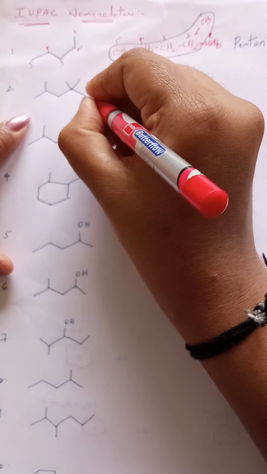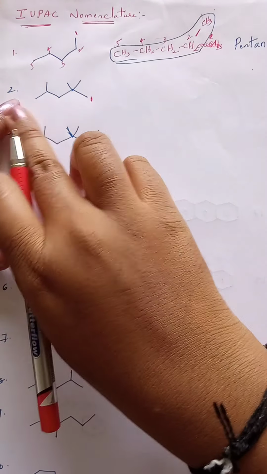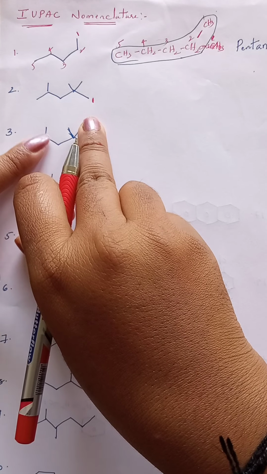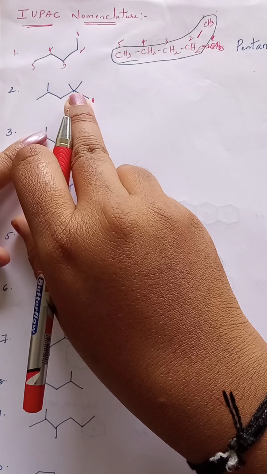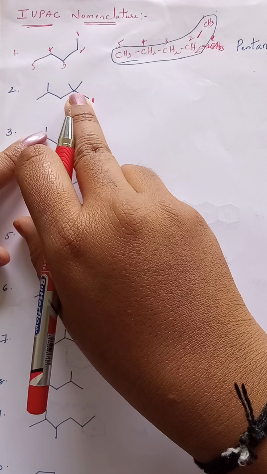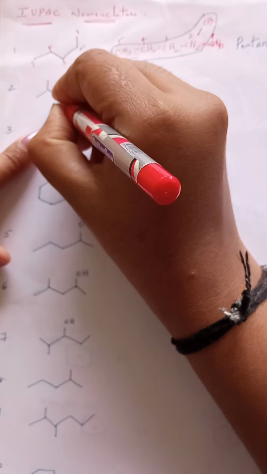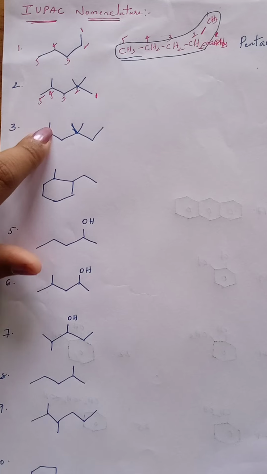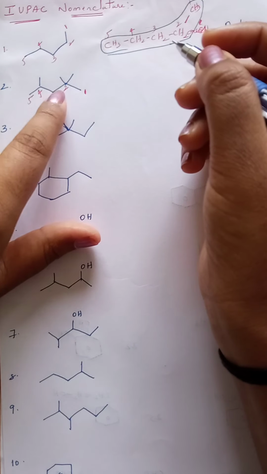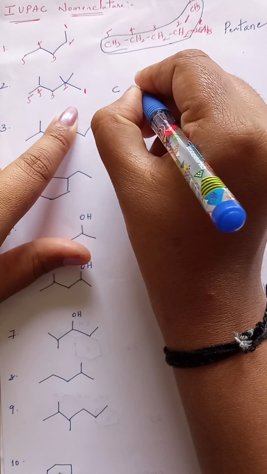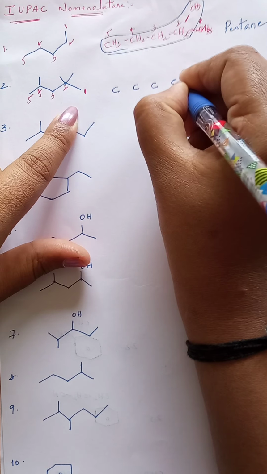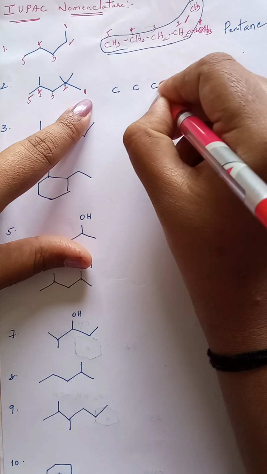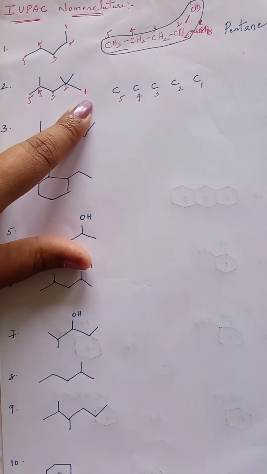This carbon has to be taken as first. From either side you can start giving numbering, but while giving numbering it should give the lowest number for the substituent. So second carbon, third, fourth, fifth. If you have any confusion, we will write it in a simple manner. Write all the 5 carbons, 1, 2, 3, 4, 5. Write down the numbers: first carbon, second carbon, third, fourth, fifth.